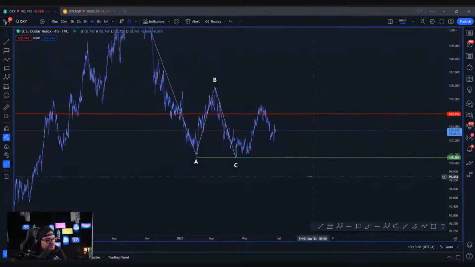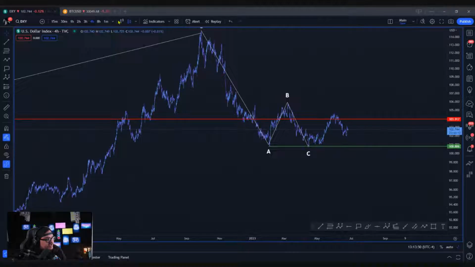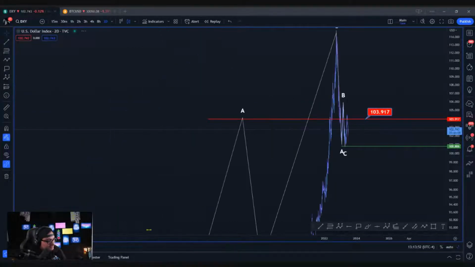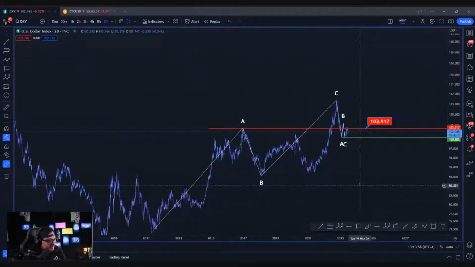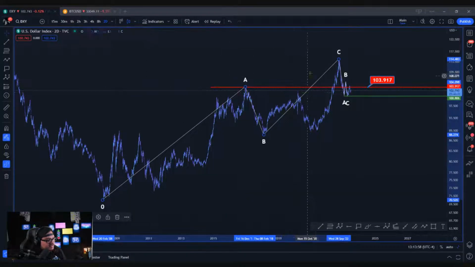All right. So for the DXY, the important thing to keep in mind is two things. One, we have a very large ABC short setup on the DXY based off a 2-day. Now, this is a multi-decade ABC, so just keep in mind this pivot does matter.